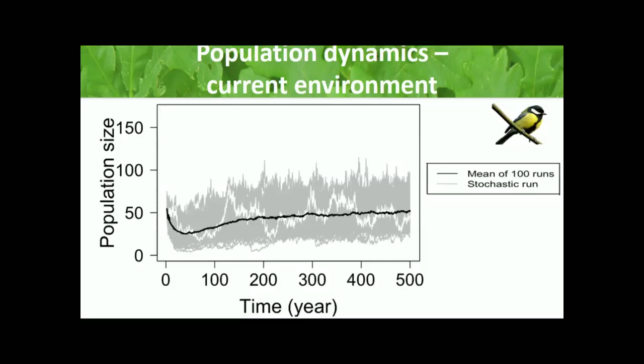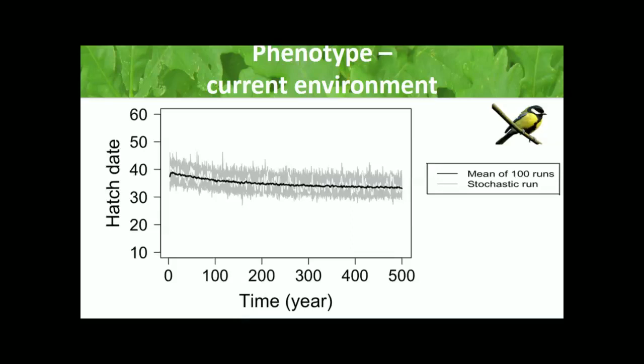So we can see that the population size is remaining relatively steady under this scenario, but we also are interested in what the phenotype looks like. This is the hatch date, and we can see that it's getting slightly, steadily earlier across our model run. And this would be in line with what we would expect because there's been shown to be a selection for earlier hatch date already in the population under current conditions.